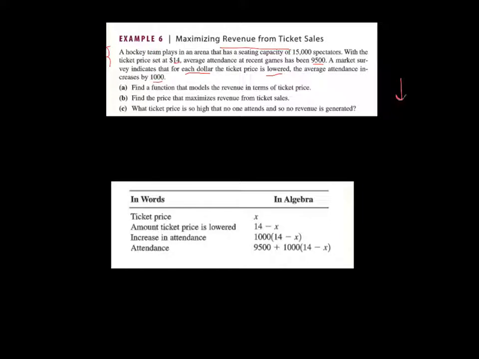So if you go down by, say, $2, then the attendance goes up by 2,000. That's 1,000 per dollar. So $2, $2,000, $3, $3,000, and so on and so forth. So we're going to attack part A. Find a function that models the revenue in terms of ticket price. Now, this isn't an absolute must, but it helps to set things up in words and then in algebra.